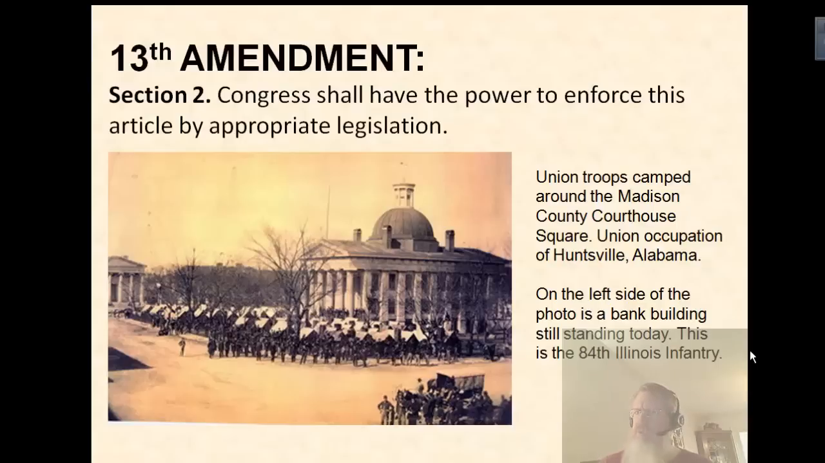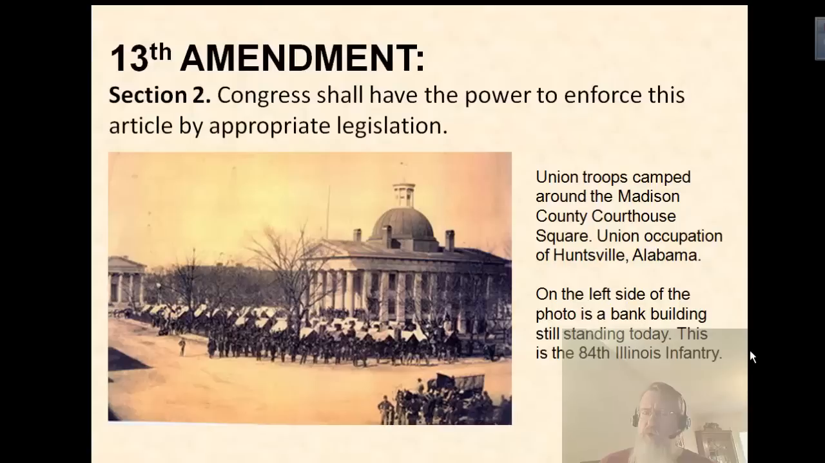Now, stop and think about this logically. Would people in the South have wanted to pay attention to these laws that slavery was no longer allowed if you didn't have the Union Army, the army from the North, down there making them do it?